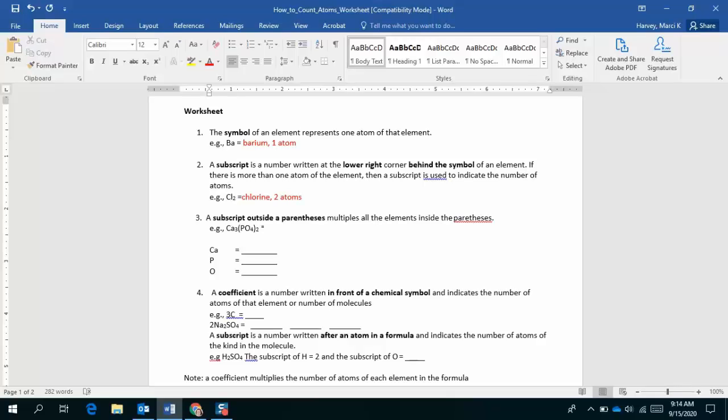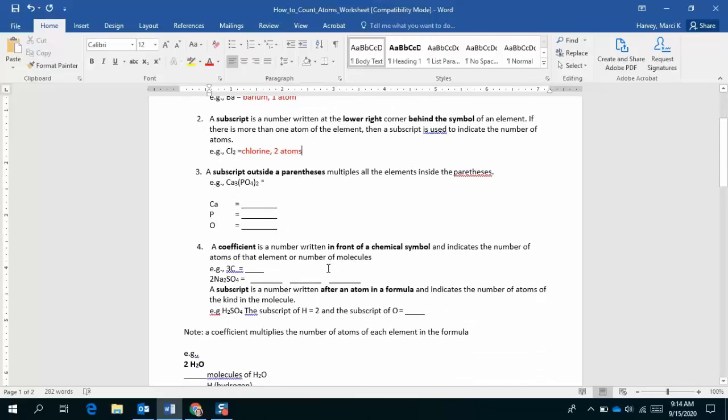It can get a little bit more complicated when the formulas are larger. For example, in number 3 here, we have the compound Ca3(PO4)2. So when we look at that formula, we see that the calcium has a subscript 3 beside it. That tells me that there are 3 atoms of calcium. But then you see that PO4 is in parentheses with a small subscript 2 outside of that. This indicates there are multiple PO4 groups.